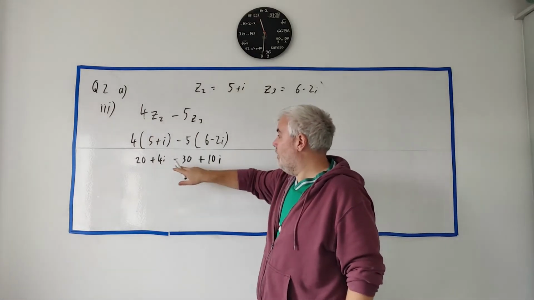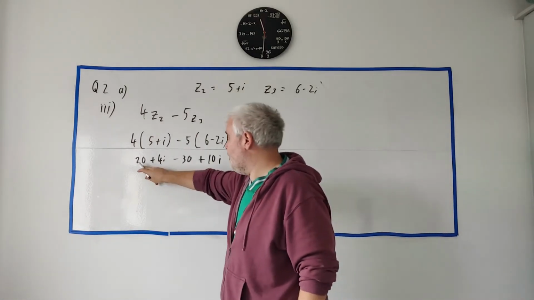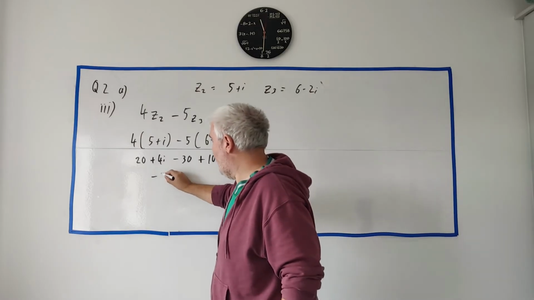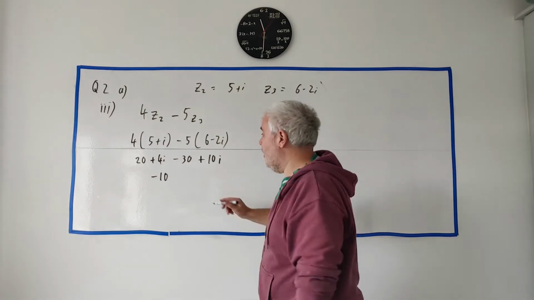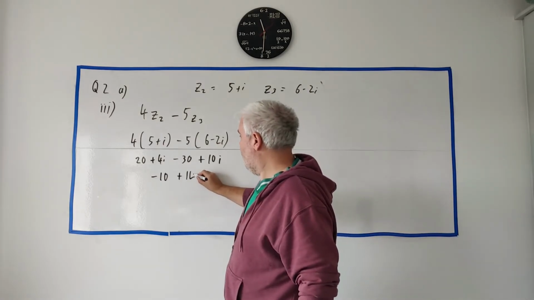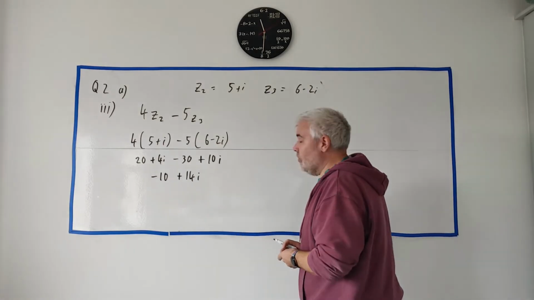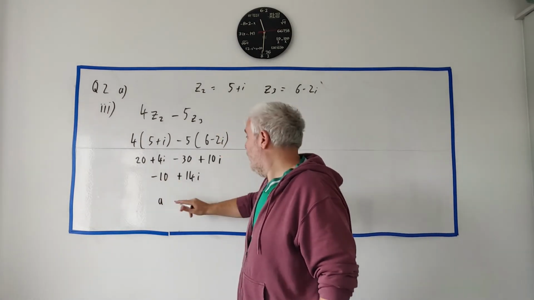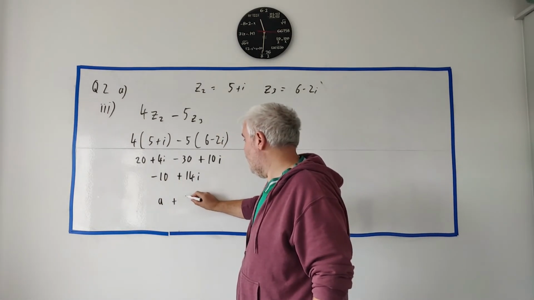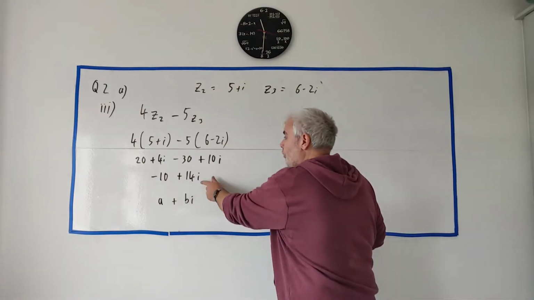We have 20 and minus 30. Well, that goes together, doesn't it? 20 minus 30 is minus 10. We have 4i plus 10i. Well, that's 14i. And that's it. This looks like they told us to make it look: an a, a number, plus a bi, a number in front of the i.